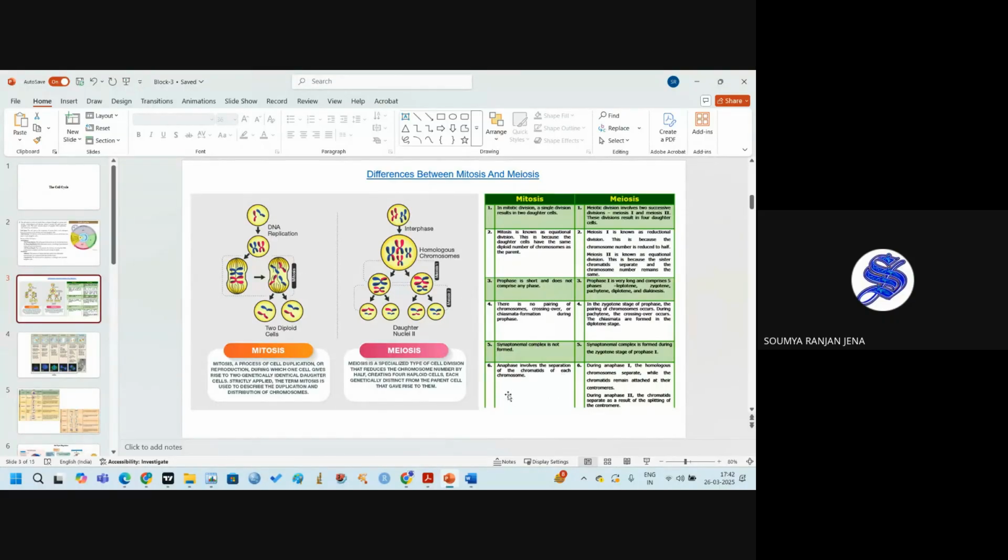And anaphase involves the separation of the chromatids of each chromosome in the mitosis process. But in meiosis there are two anaphases, anaphase 1 and anaphase 2. During anaphase 1, homologous chromosomes are separated while the chromatids remain attached at their centromere, but in anaphase 2, the chromatids are separated, resulting in splitting into 4 daughter nuclei.